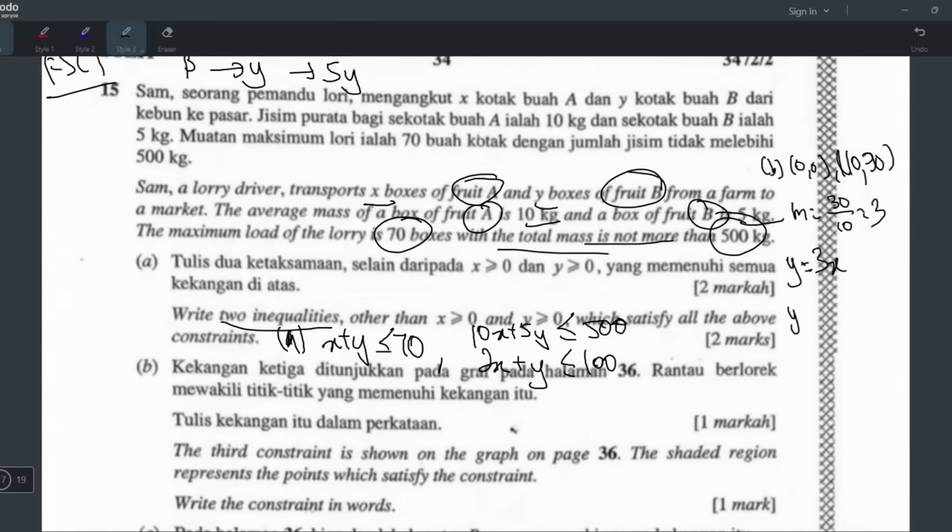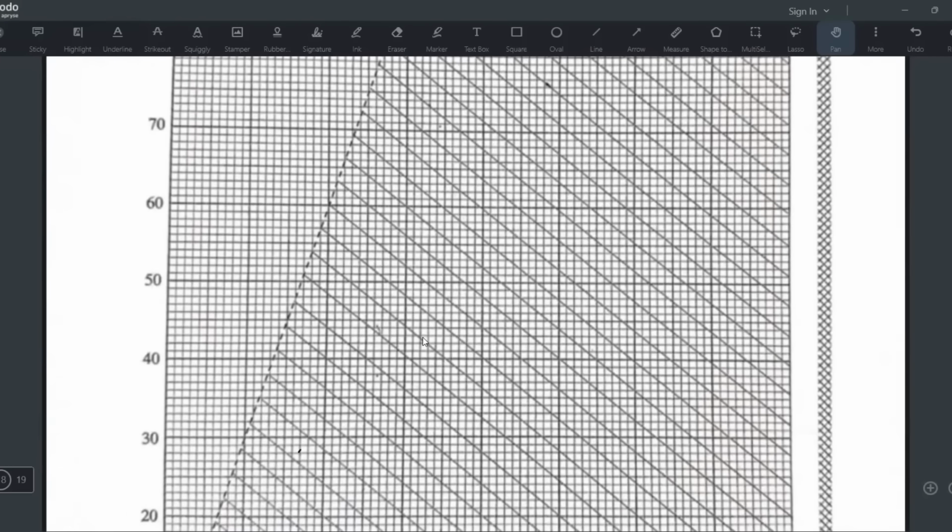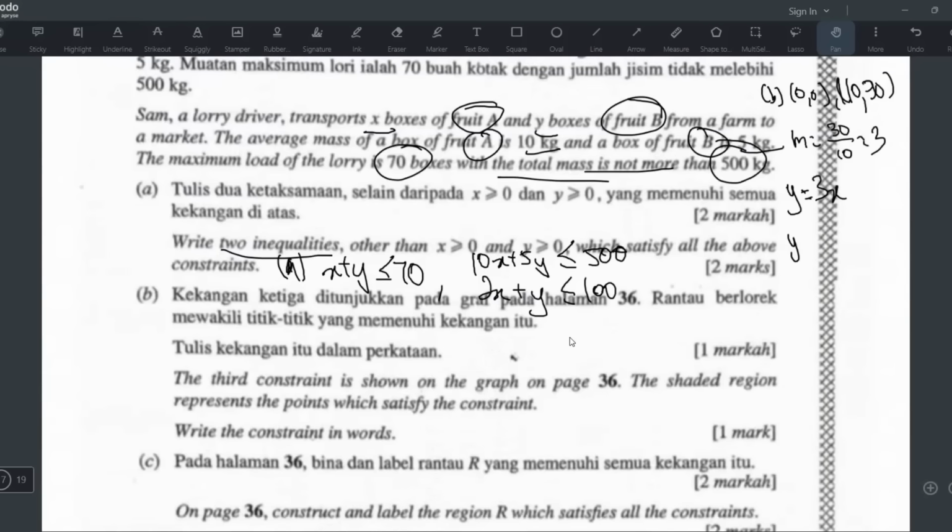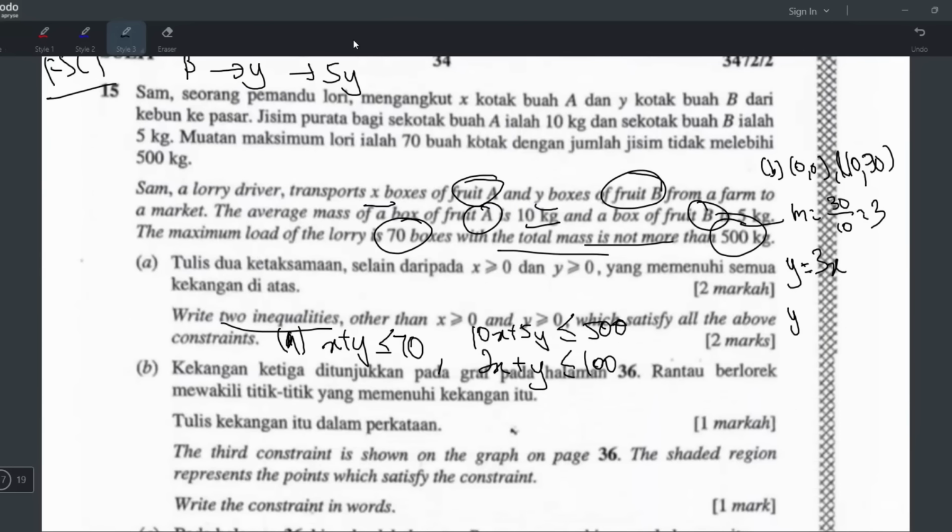This is the equation. But if you look at the shaded region, dia bawah garisan atau atas garisan? Bawah garisan. So bawah will be smaller. And you don't have to put the smaller equal because they use dotted line, they use dash line. Kalau dia guna solid line, baru kita letak smaller equals. Tapi ini dash line. So, this is the inequality. But it's not finished yet.